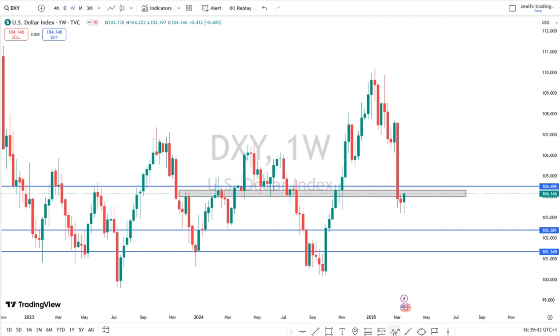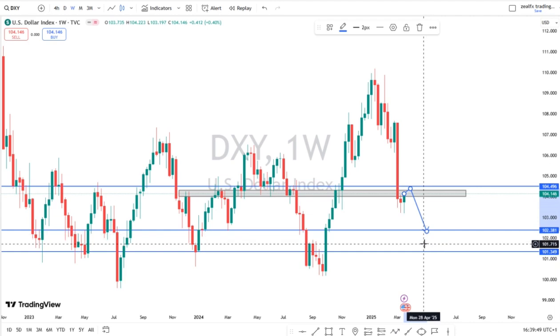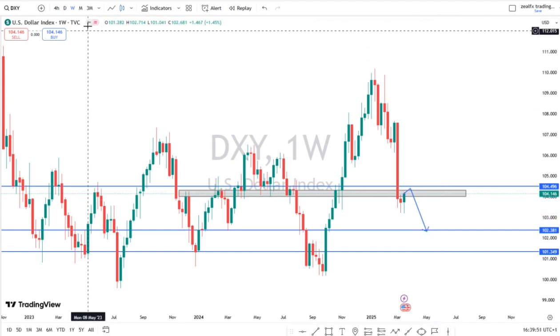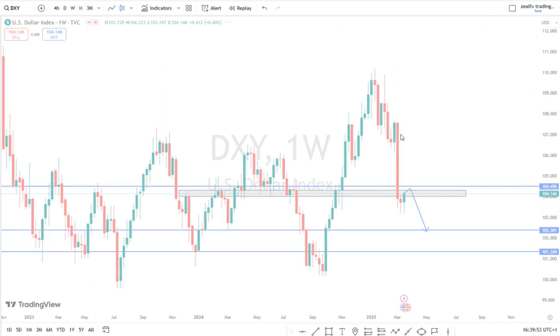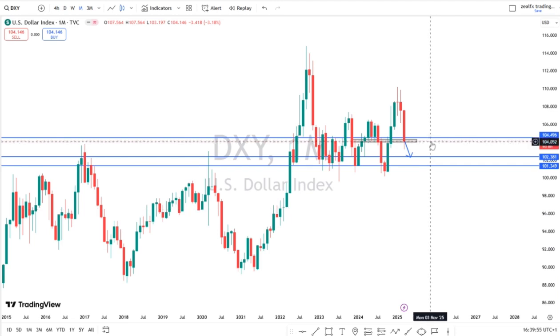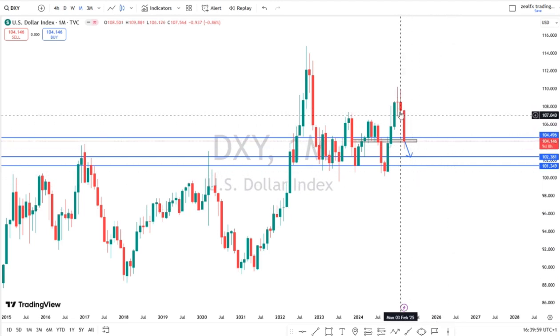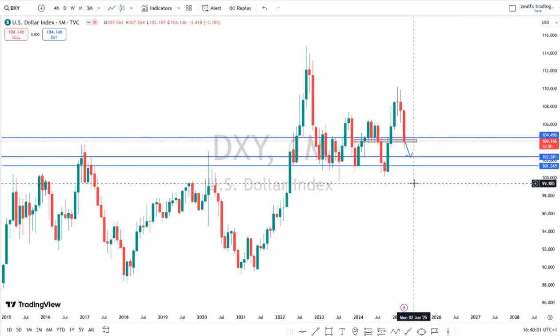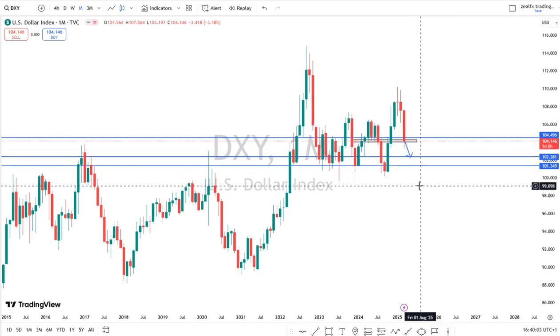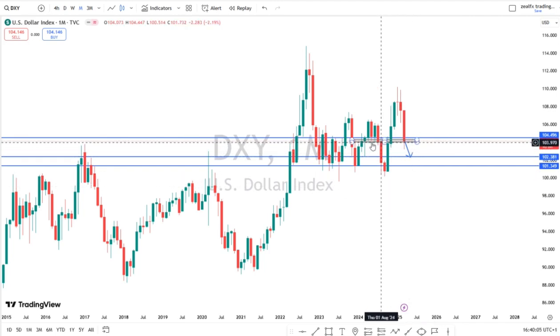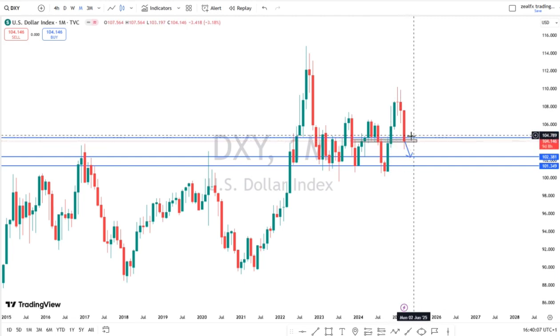So we expect price to do a test of this zone, then we'll foresee price pushing lower for the dollar index. Let's look at the monthly chart of the dollar index. On the monthly chart, price closed on a resistance level on the dollar index. So long as price closes on a resistance level, we expect price to continue to push lower until we see a monthly close before we can make any further decision on the dollar index.